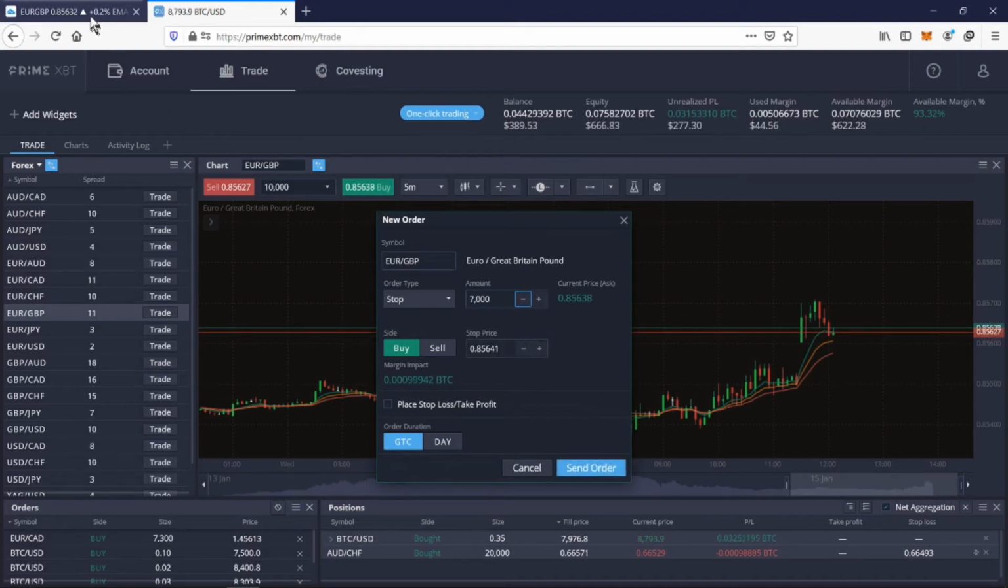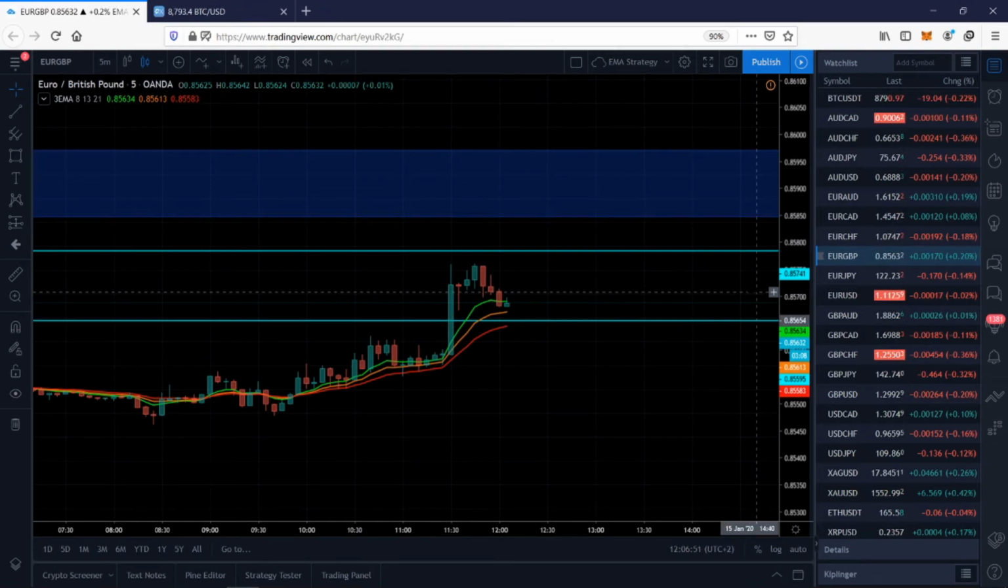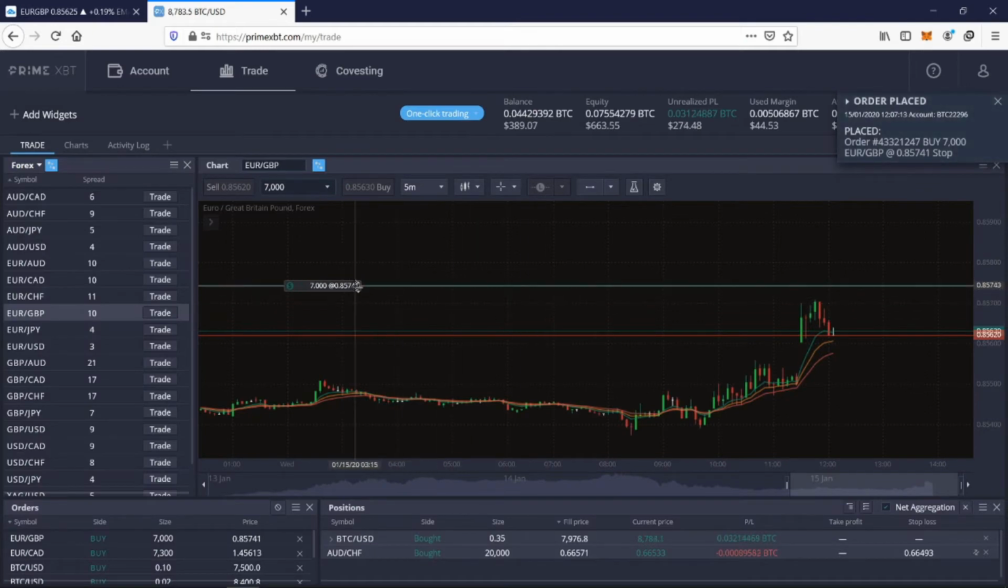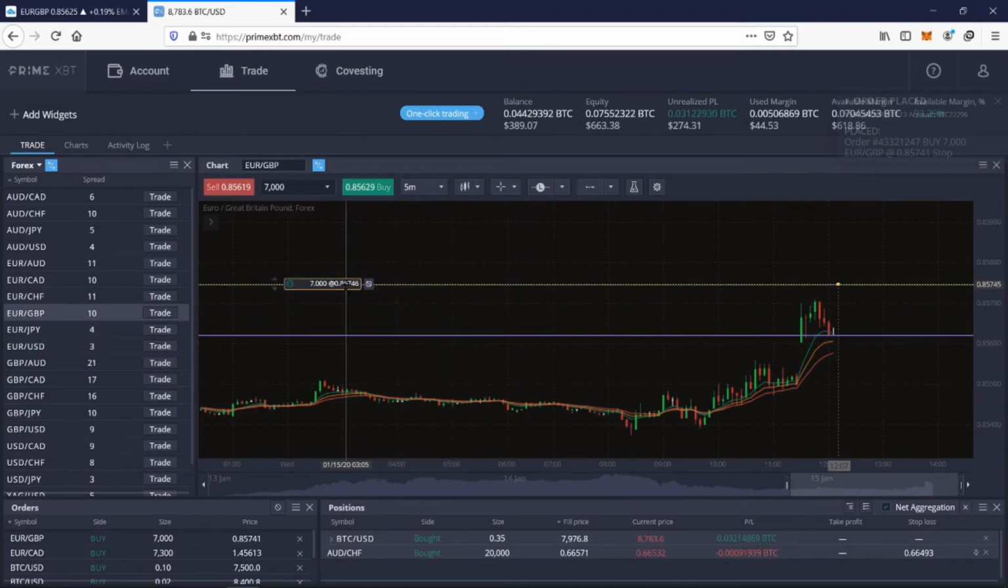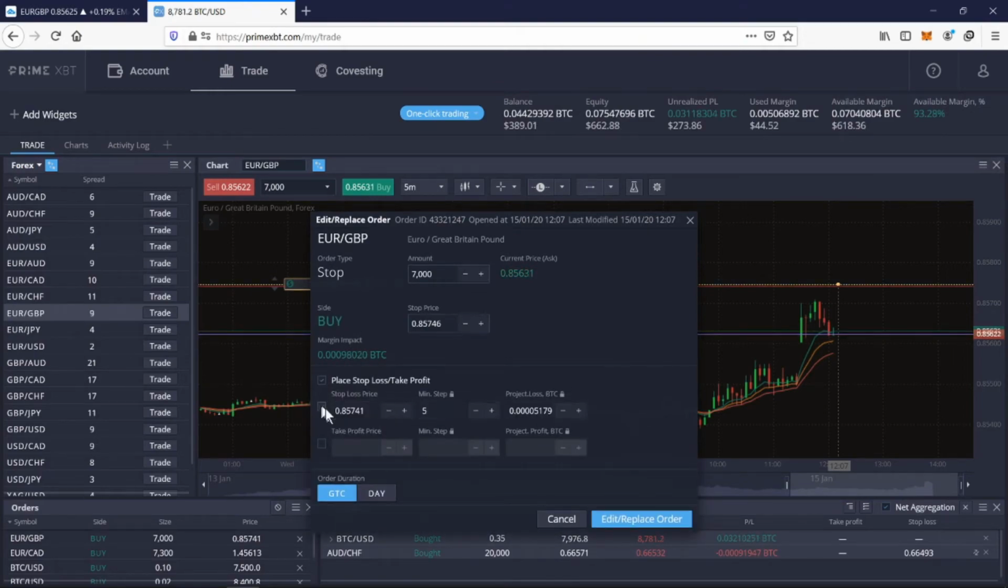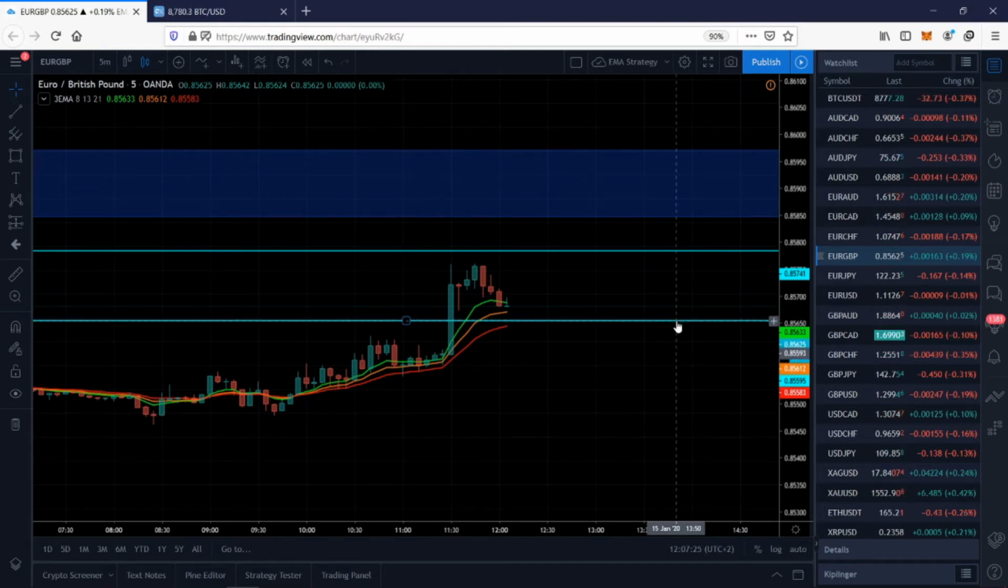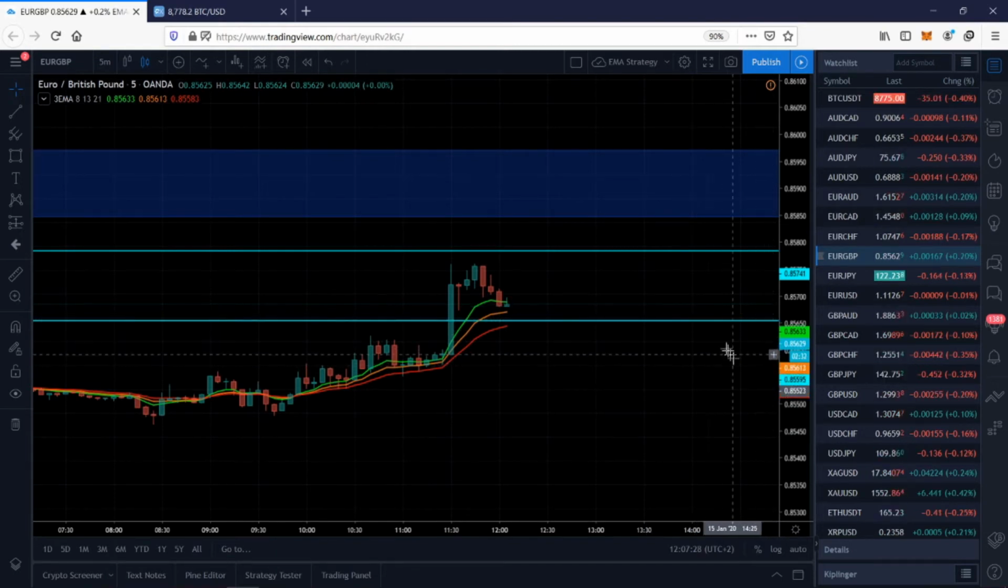Okay. The price that I want to go in at is 85741. So here, 85741. Oh, sorry, 85741. There we go. Okay. So there you go. I've set my stop buy order over there. So I'll go in now, place my stop loss. Stop loss I set at 85629.